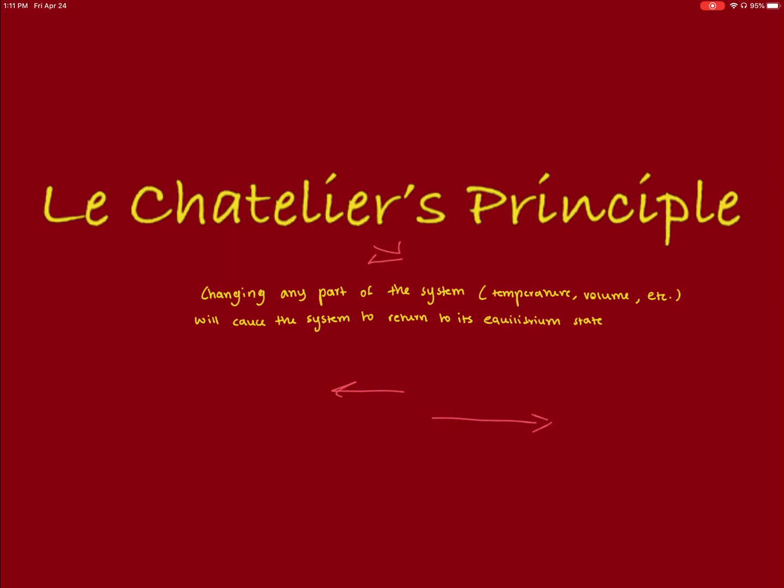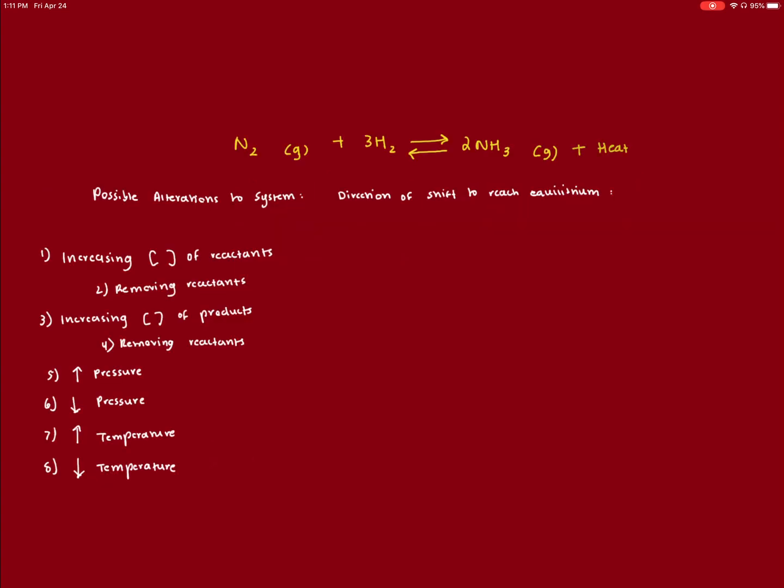So let's take a look at an example and see which shifts will occur as we make various alterations to the system. So let's say we have this equation, and we have these possible changes made to the system, and we're going to figure out which direction the reaction will shift in order to retain equilibrium once again. So the first change we're going to make is increasing the concentration of the reactants.